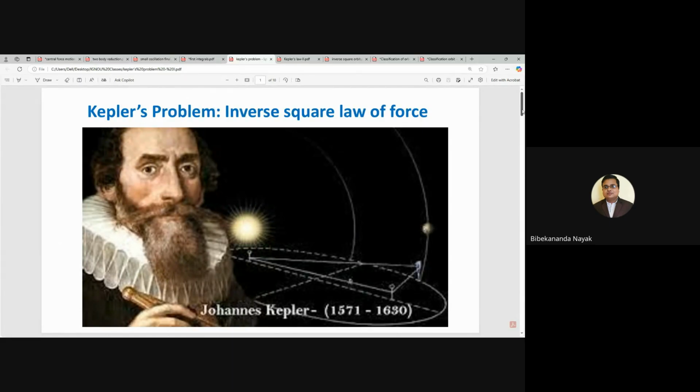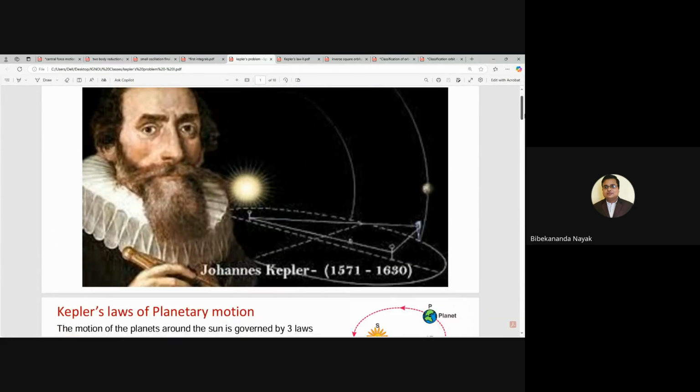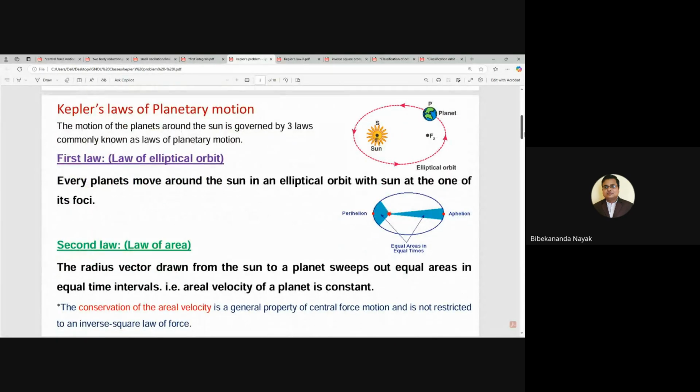Inverse square law of force. Actually, Johannes Kepler gave three laws of planetary motion, which are known as Kepler's laws. The first law is the law of elliptical orbit. Every planet moves around the sun in an elliptic orbit with the sun at one of its foci.